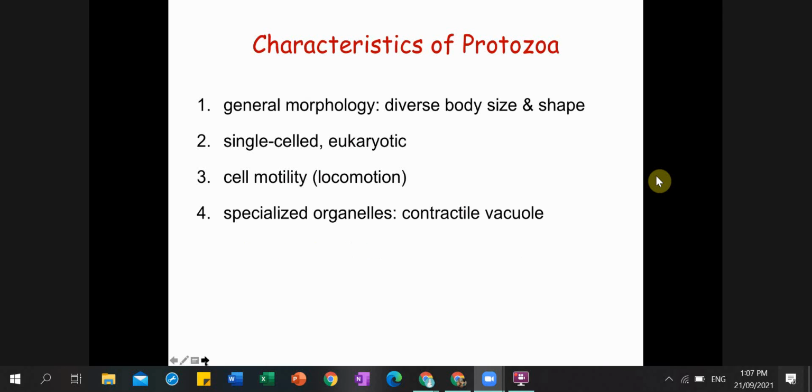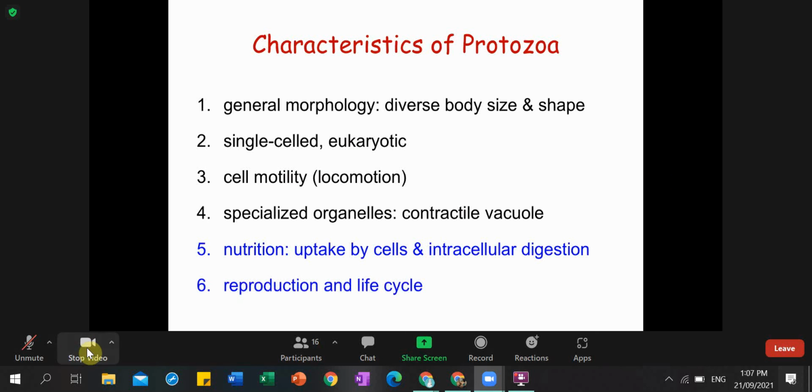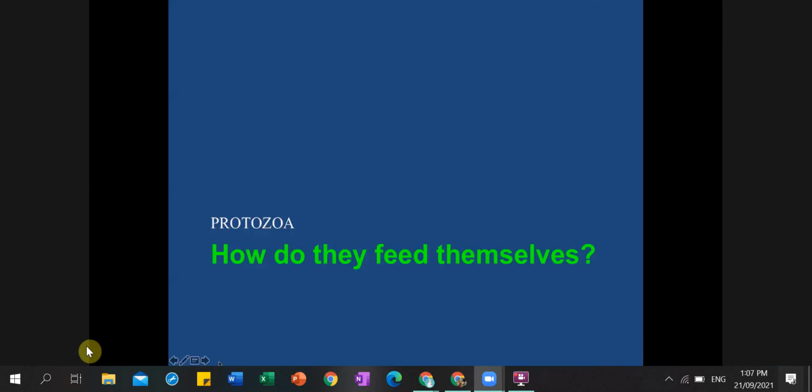So this week, in these lessons, we look at how they get nutrients for themselves, or how they take the food from the environment, and how they digest the food. This also occurs within the cell, right? And then also have a look at the ways they reproduce. This is the main topic for this week. So the question is, how do they feed themselves? Right. So we are talking about animal-like organisms.